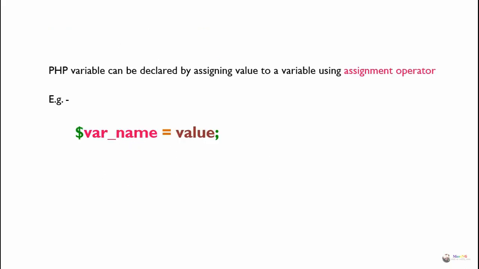PHP variables can be declared by assigning a value to a variable using the assignment operator. For example, $var_name, where var_name is the variable name, is assigned a value by using the assignment operator. The equal to symbol acts as the assignment operator. Depending upon the value, the data type of the variable will change. If the value is an integer, the data type of the variable will become numeric. Otherwise it will become string.